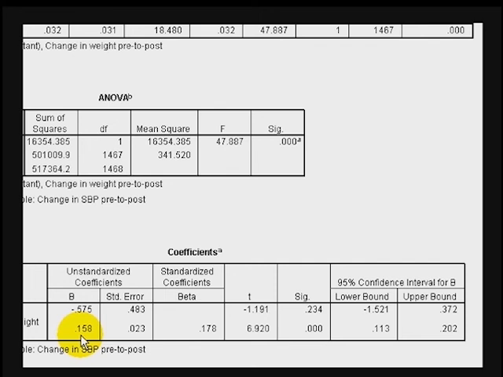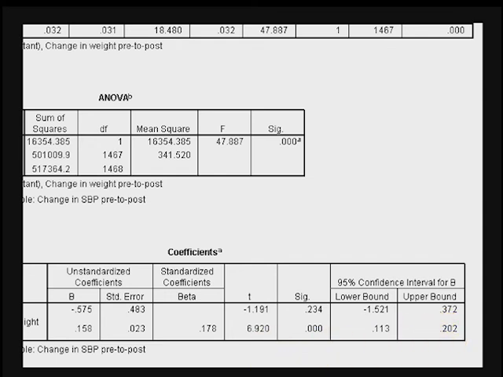Now, we also have a 95% confidence interval, and this is the 95% confidence interval for the B. The lower bound of the 95% confidence interval is 0.113, and the upper limit of the confidence interval for B is 0.202. So again, what does this mean?